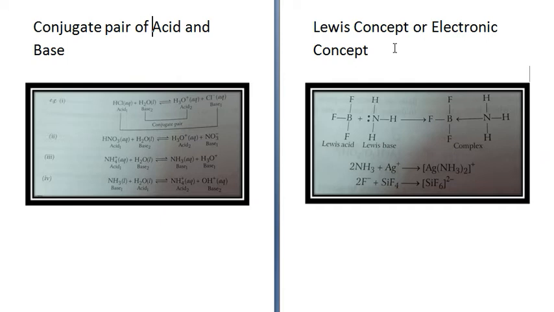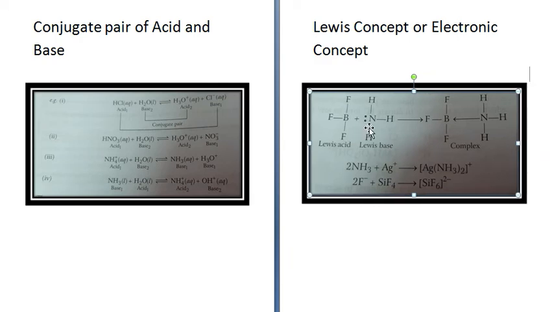Now see BF3. BF3 is short of 2 electrons, so it acts as a Lewis acid. NH3 has 2 additional electrons, a lone pair, which it can give for formation of a coordinate bond. So it acts as a Lewis base. Alright, so they will form a complex in which BF3 will accept the lone pair of 2 electrons, and NH3 will give 2 electrons to form a coordinate bond.